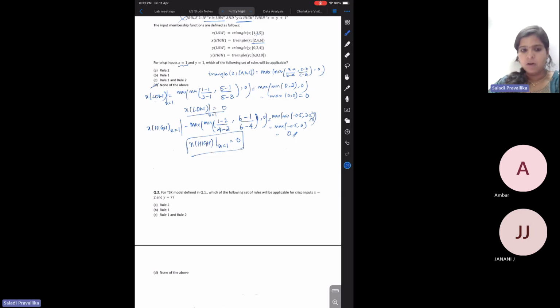I want you all to find x high, x low, y high, y low. I want you to find all four values, give me the values that you are getting for all of these, and then tell me what the applicable rules are. I don't just want you to pick the right answer.